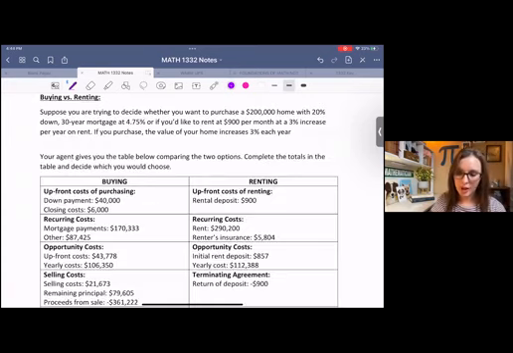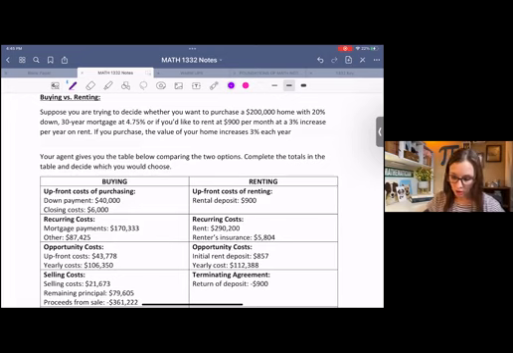In this example, I have two different scenarios. In the first scenario, basically you're trying to choose between the two. In the first scenario, you are purchasing a $200,000 home with a 20% down payment, 30-year mortgage at 4.75% interest. Or you can rent a home for only $900 a month at a 3% increase per year on the rent. If you purchase the first home, the value of your home increases 3% per year. So your agent gives you the table below to compare.